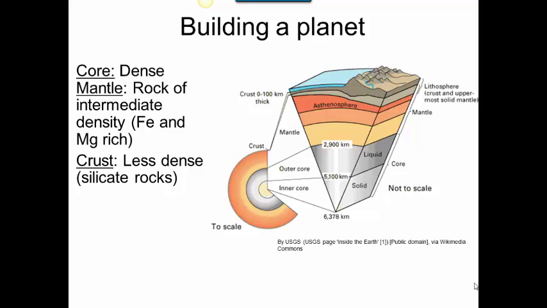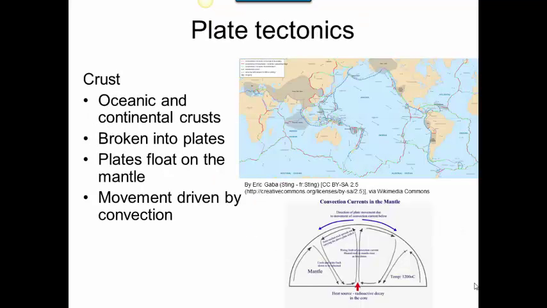Moving out from the mantle, we have the crust, which is kind of like the skull bones of our planet. The crust includes rocks that are the least dense, silica-rich rocks, and it makes up the outer part of our planet. It includes both oceanic and continental crusts. So the oceanic crust is the bottom of our oceans, and then the continental crust makes up our continents. The crust is broken up into plates, and those plates are floating on the mantle.